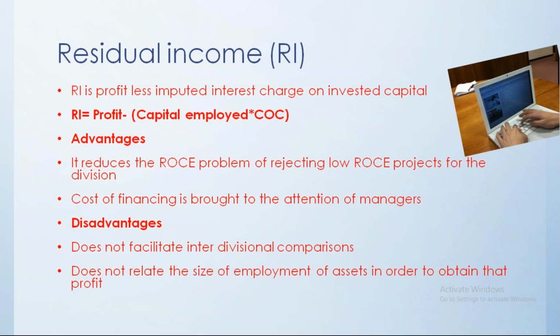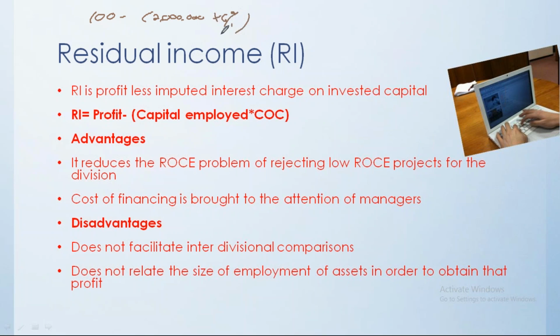RI, we look at that profit, the same as ROI, profit before interest and taxes. So let's assume that we have made a profit of 100,000. But to make this profit, division A used 2 million of capital. The cost of it, let's assume it is 6%. So this is a notional figure.